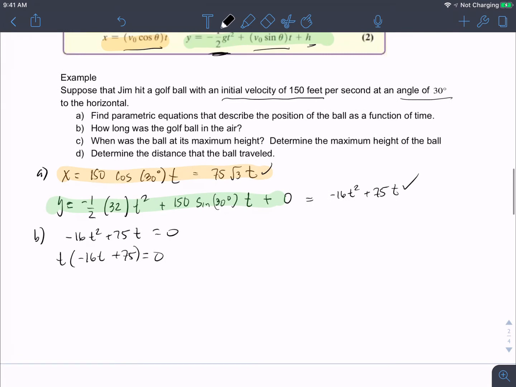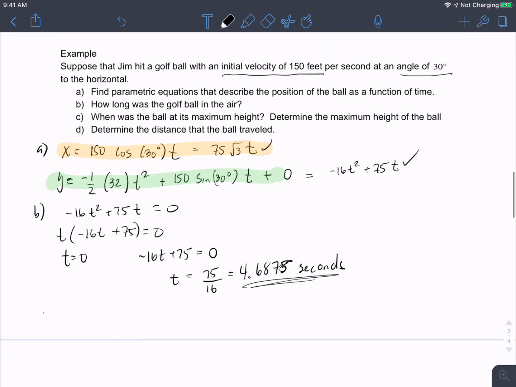And so there's two possibilities. t is equal to 0, which obviously it starts off on the ground. And then negative 16t plus 75 is equal to 0. And that's going to clean up to give me 75 over 16, or 4.6875 seconds. So it's in the air a pretty good long time. So we have that now.